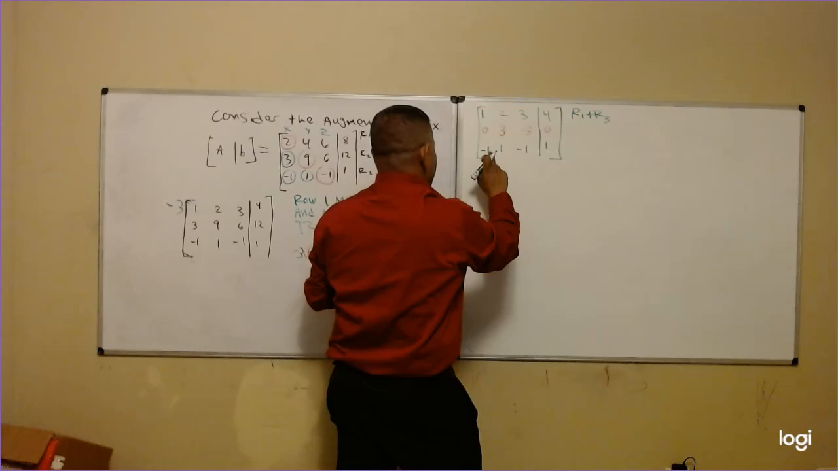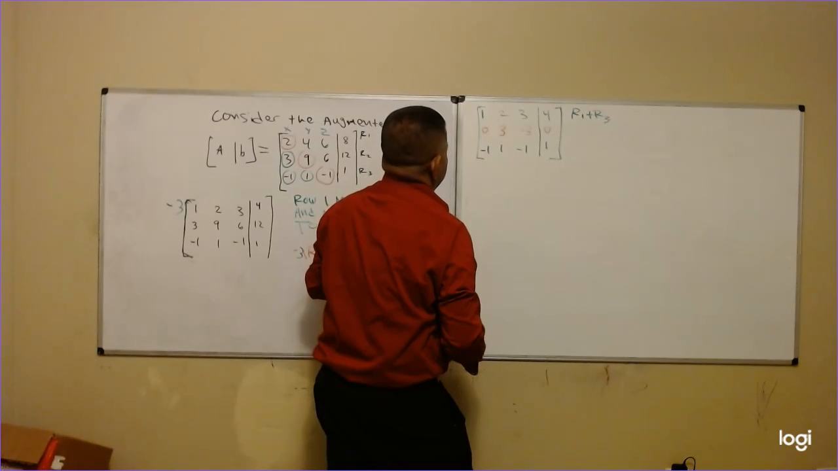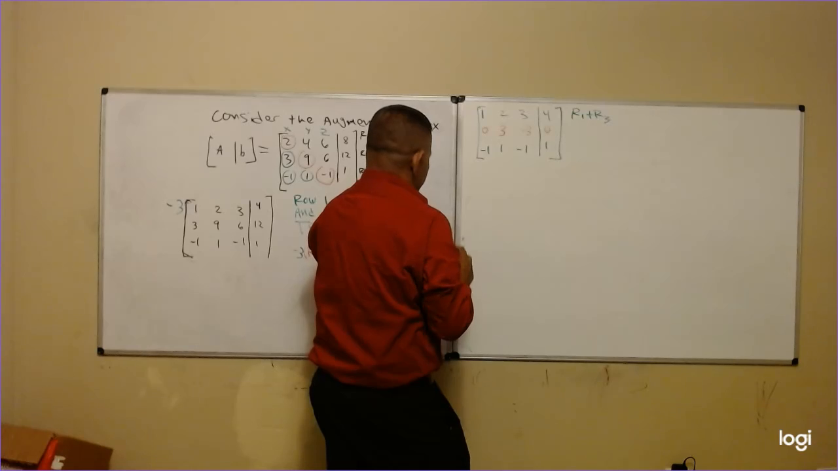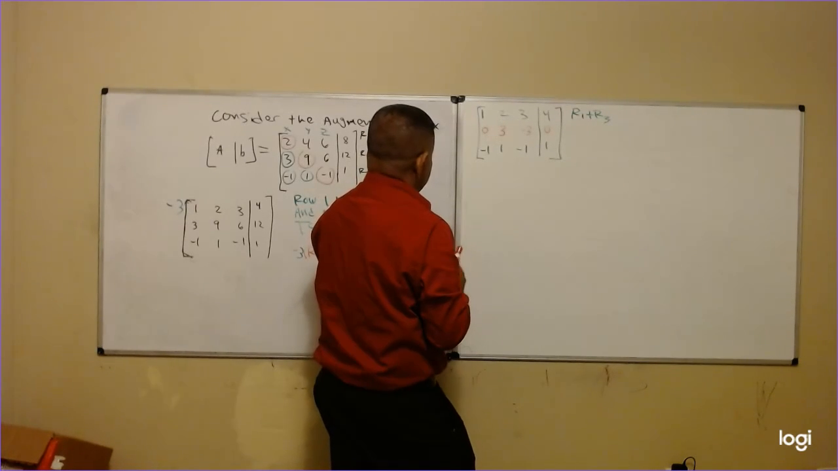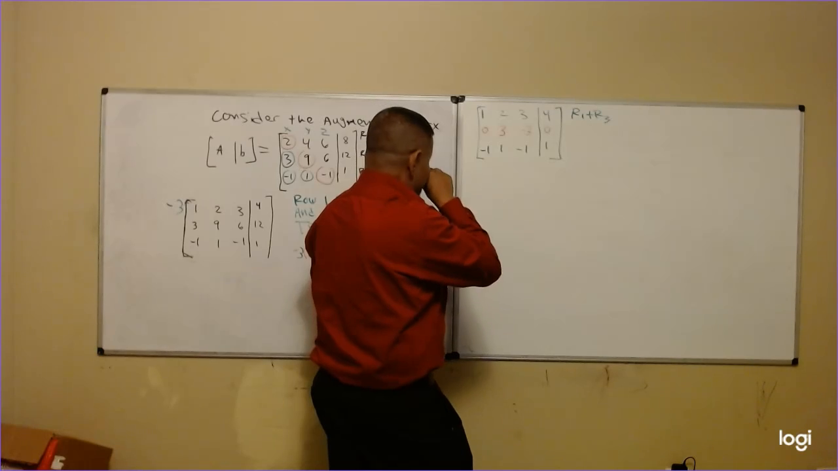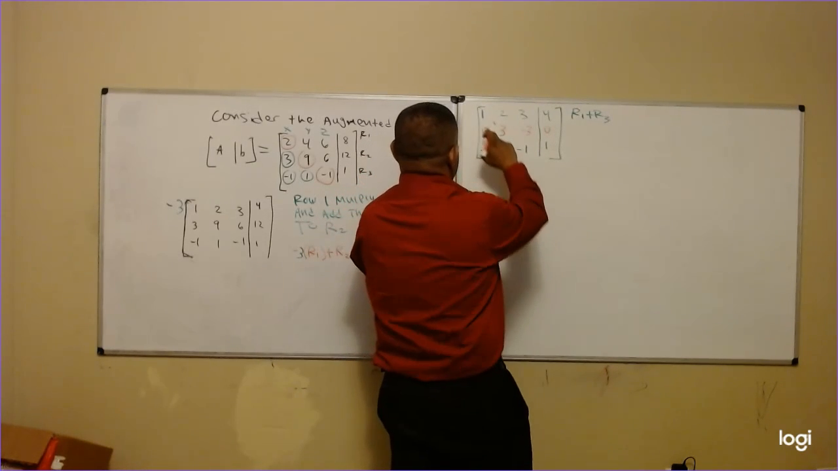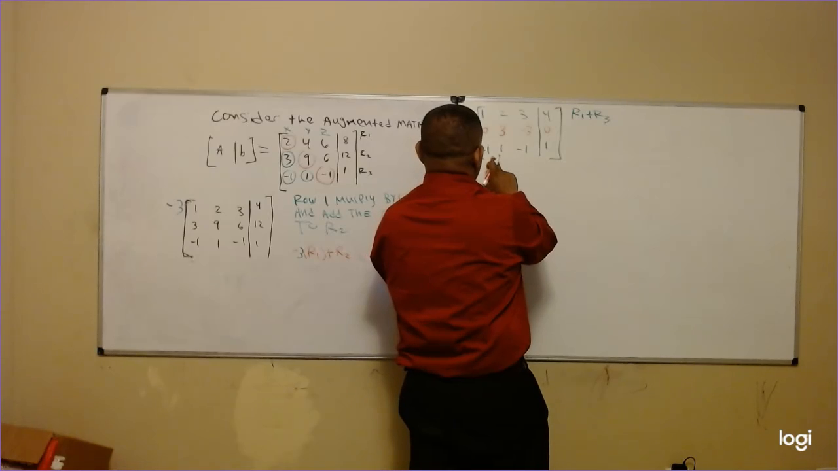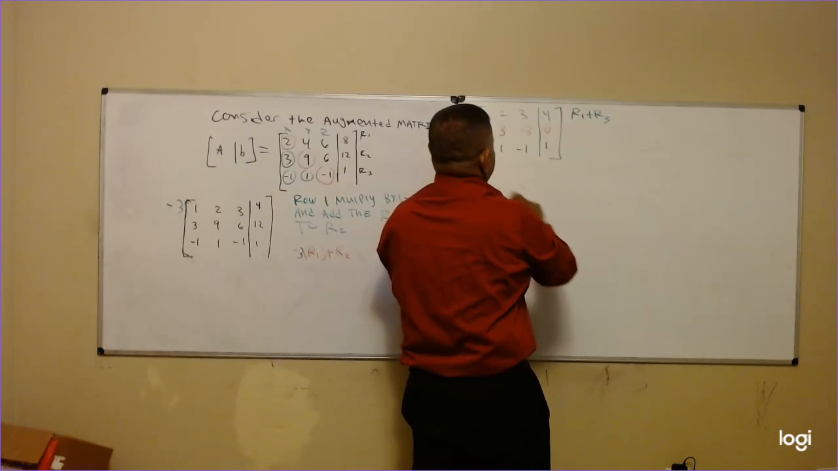R1 plus R3. Row 1 plus row 3. Right? So when I add those, then it's going to be what? This is going to become a 0. That is going to become a 3, correct? Yes, 3.